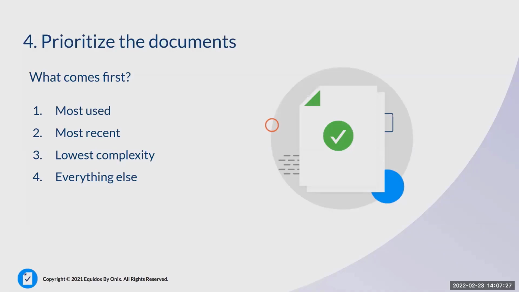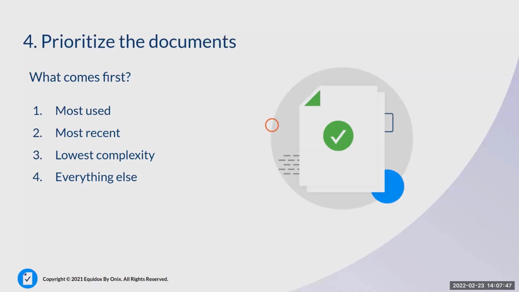So you want to make sure that you are not creating a bigger problem for yourself as you work through this. Those are the documents that you're producing on a regular basis, the stuff that has the most up-to-date information about your organization. You want to make sure that you are also prioritizing those. Third would be lowest complexity.